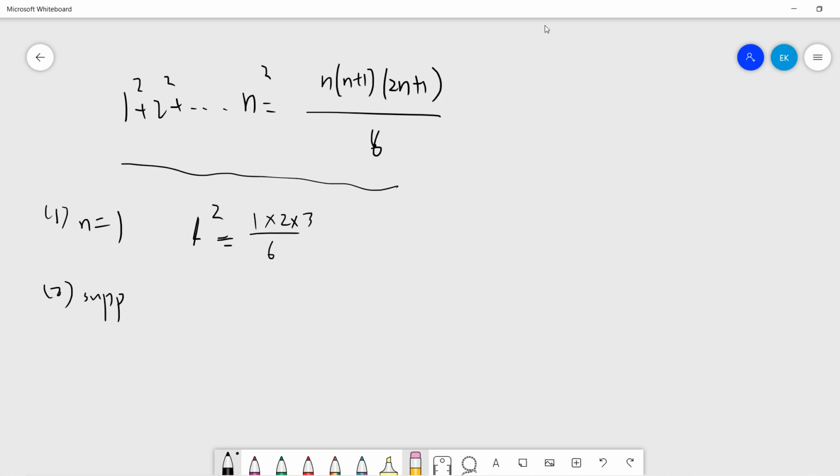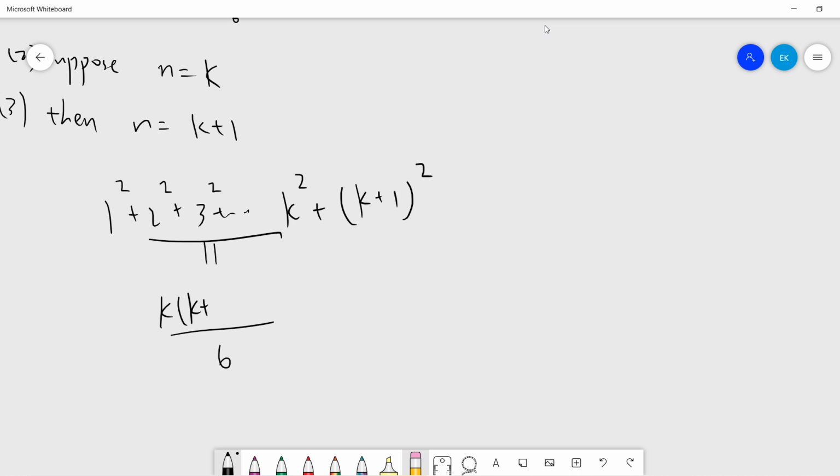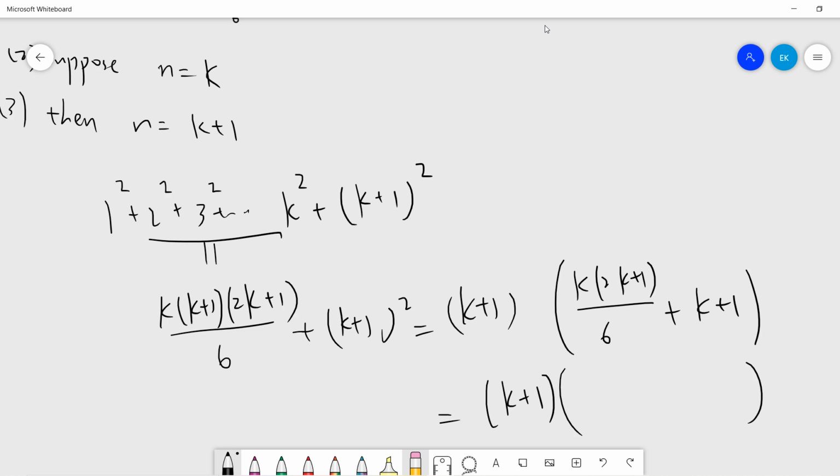And suppose n equals k is correct. Then for n equals k plus 1, what we can write is 1 squared plus 2 squared plus 3 squared up to k squared plus (k plus 1) squared. And from the assumption, this is k times (k plus 1) times (2k plus 1) divided by 6 plus (k plus 1) squared. Okay, so we can take k plus 1 out, then we get (k plus 1) times (k(2k plus 1) plus 6(k plus 1)) divided by 6.